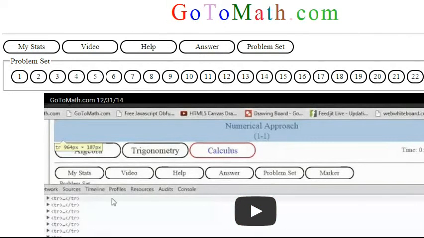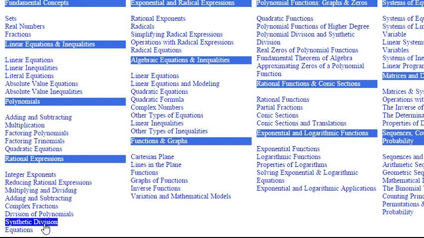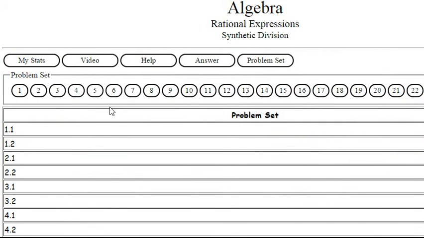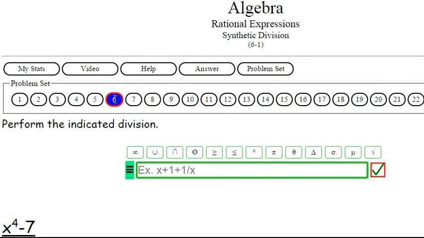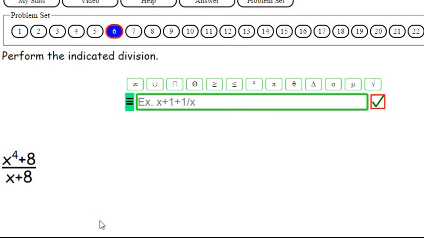We're at gotomath.com. Click on the algebra. Let's go down to synthetic division. And we're looking, I guess we'll just click here, 6.2. We get it to come up. There it is. Something similar to 6.1. So we have x to the 4th plus 8 over x plus 8.